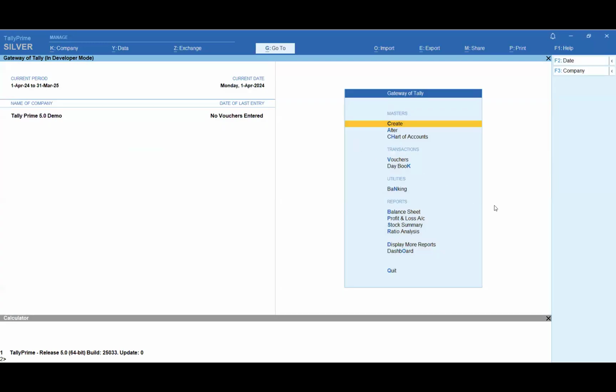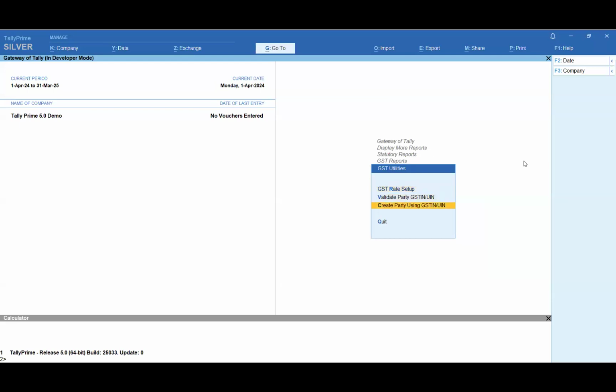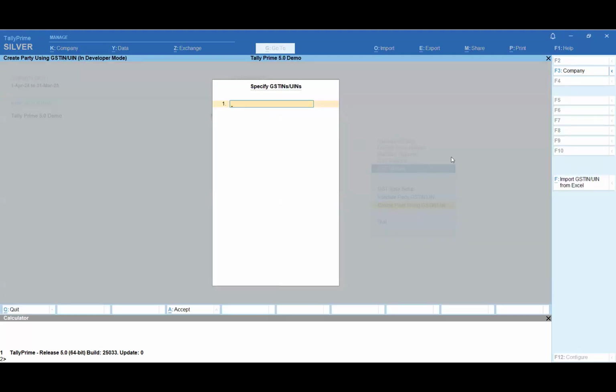If you want to create n number of party details, like 100,000, we have one more option. Just go to Display, Statutory Reports, GST Reports, then GST Utilities. Here, the last option is Create Party using GSTN. Just press it. Here you can give them one by one, but it will take more time. So instead of giving them one by one, if you have the GSTNs in an Excel sheet, you can import them directly.